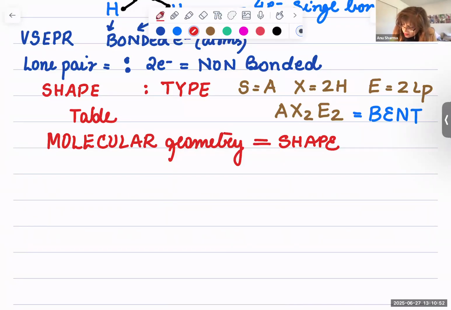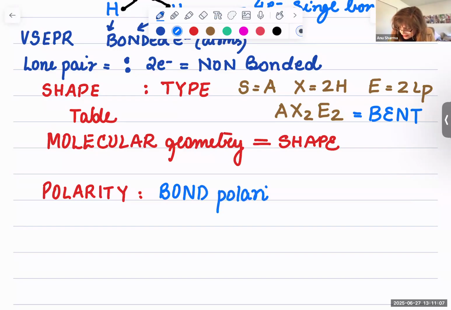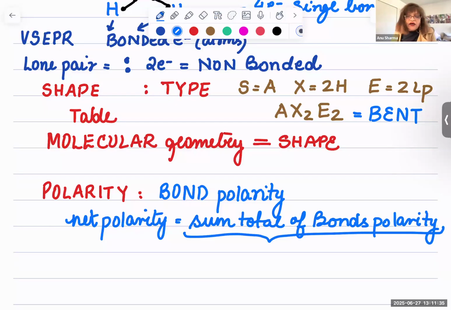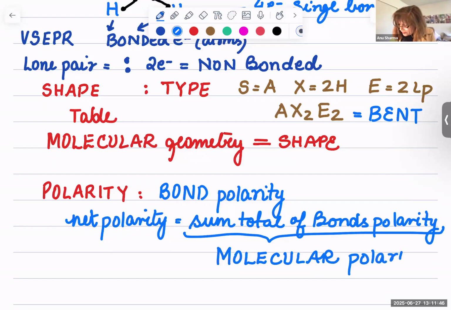You're done very fast. Now comes the polarity. Very easy also. Remember, I told you there are two types of polarity. One of them is the bond polarity. Bond polarity is the individual bonds. And then there is a net polarity. Net polarity is the molecular polarity. Net polarity is the sum total of all the bond polarities, which means the polarity of the molecule. So you have to look at both.